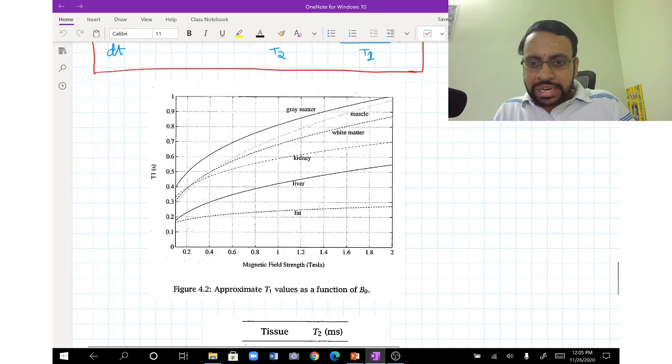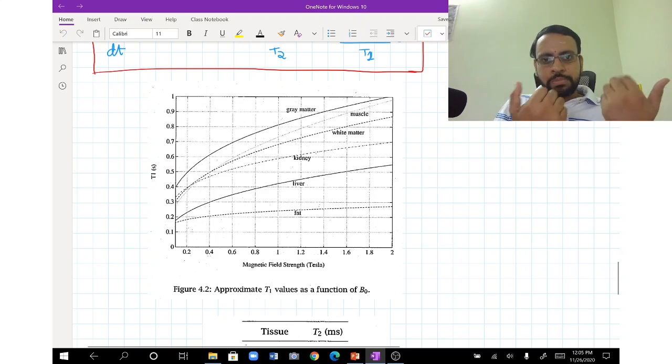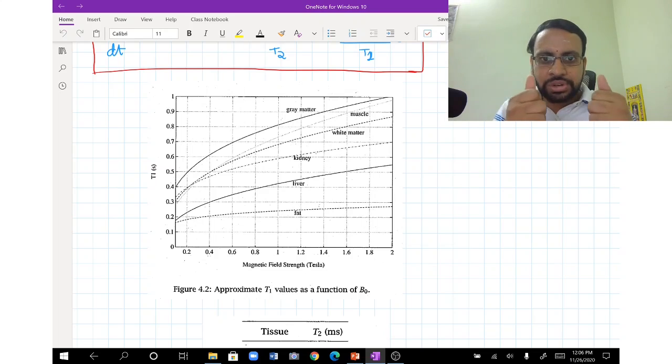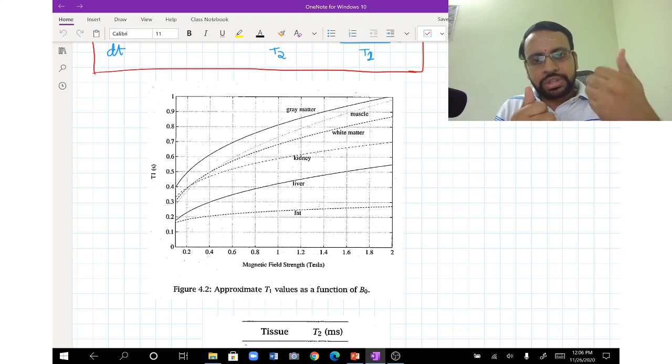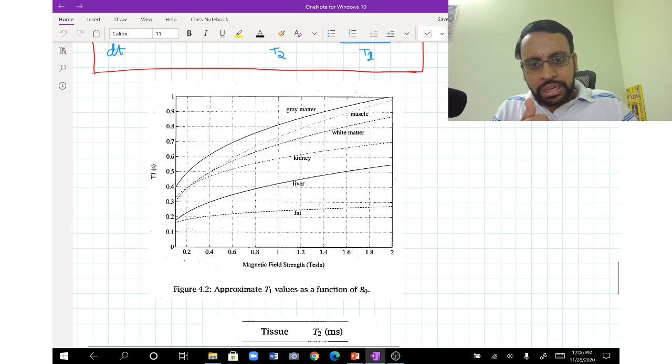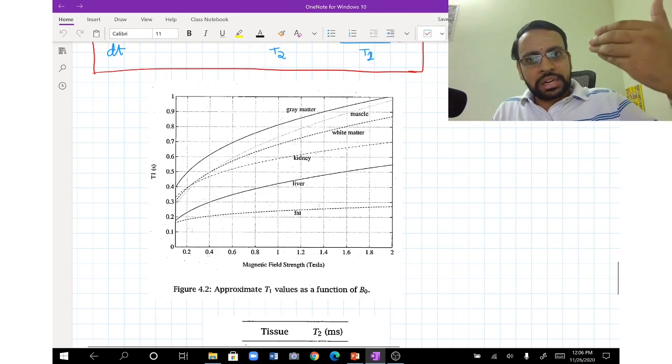You could see here, let's say at 1 Tesla for example, this could take around that much. As you increase the magnetic field, the magnitude of the energy transactions that have to happen is larger, so the relaxation time keeps on increasing. You could make a similar interpretation about the proton densities of various tissues. For example, gray matter is something that takes a lot more time.